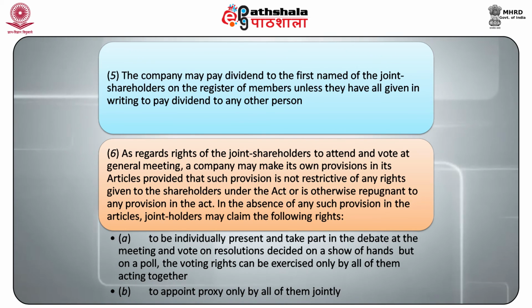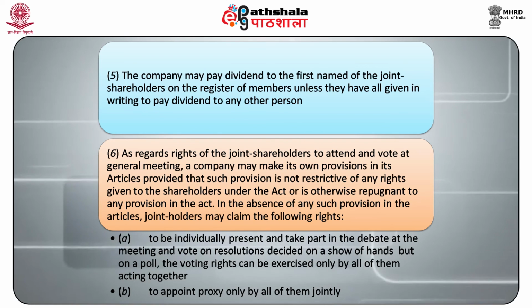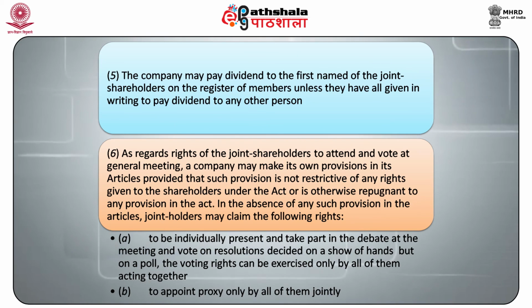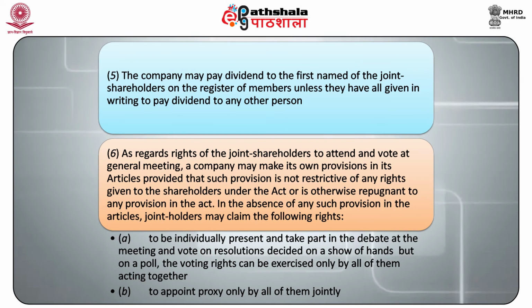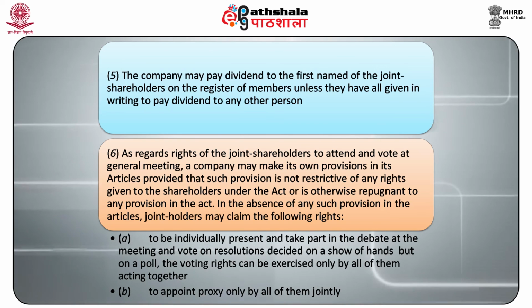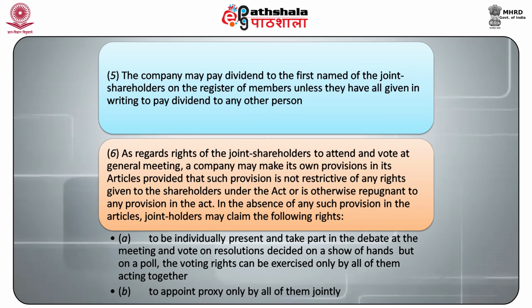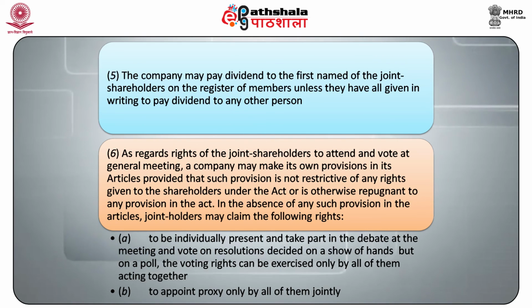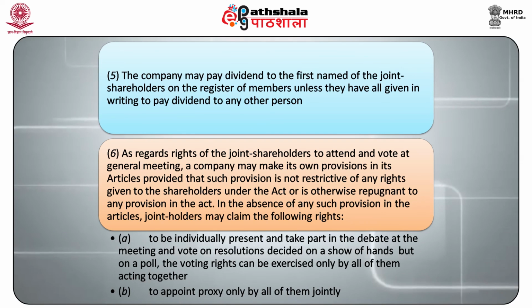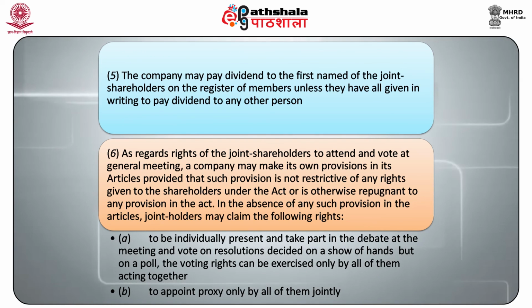Next, as regards the right of the shareholders to attend and vote at a general meeting, a company may make its own provision in its articles provided that such provision is not restrictive of any rights given to the shareholders under the Act or is otherwise repugnant to any provision in the Act. In the absence of any such provision in the articles, joint shareholders may claim the following rights.